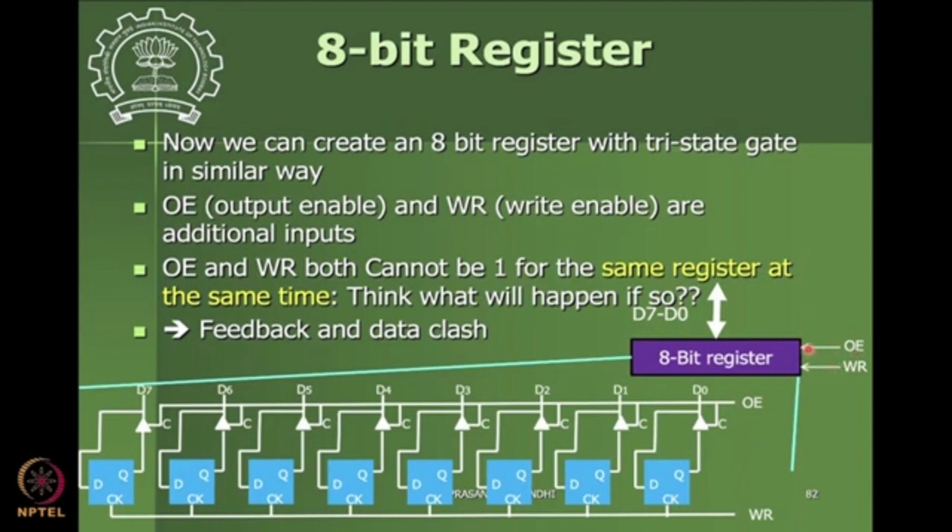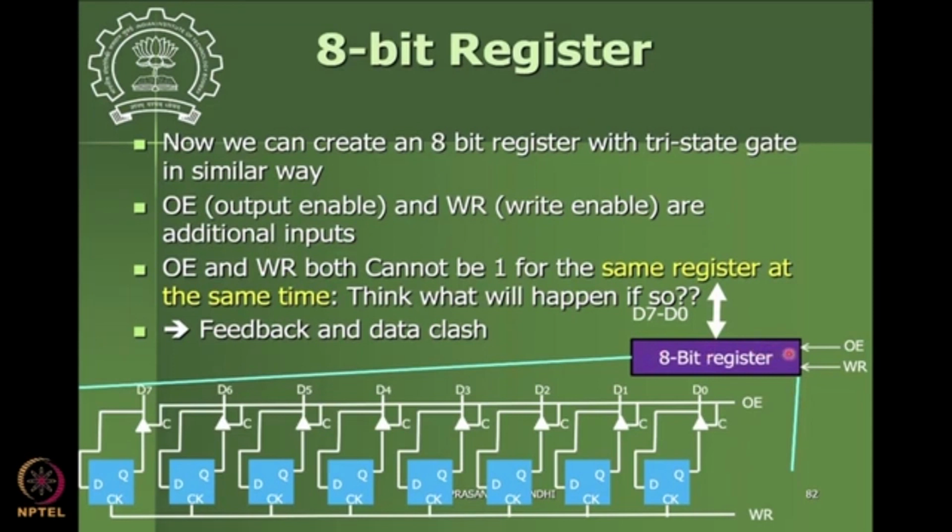Okay, when this output enable goes high, the data from this 8-bit register will be available to the data bus here, and when the write pin is high, then the data from the data bus will be written to this register. That is what is there.